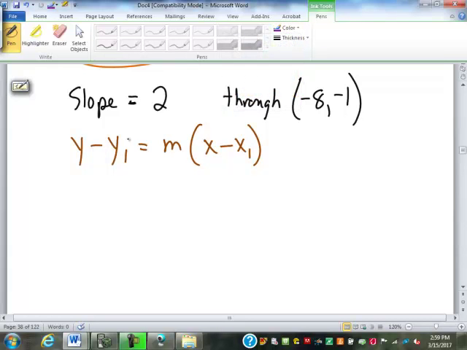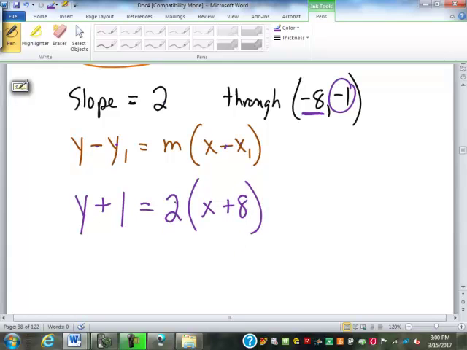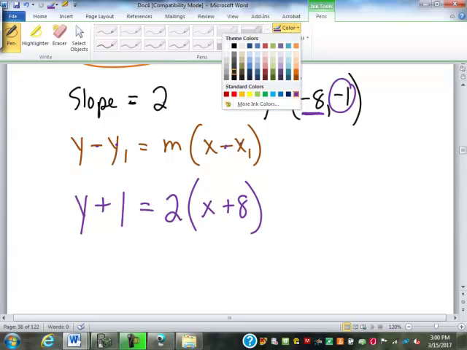So we've got to put in the negative 1 for y1. So this is going to be y minus a negative 1, which is going to become what? Plus a positive 1. Good. Over here, m is the slope. That's 2. We've got x minus x1. Well, x1 is negative 8. So this is going to become minus a negative 8, which is going to be plus 8. Good. So there is the point-slope form of that equation.